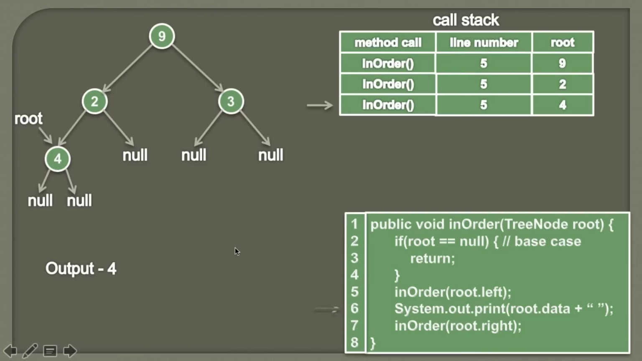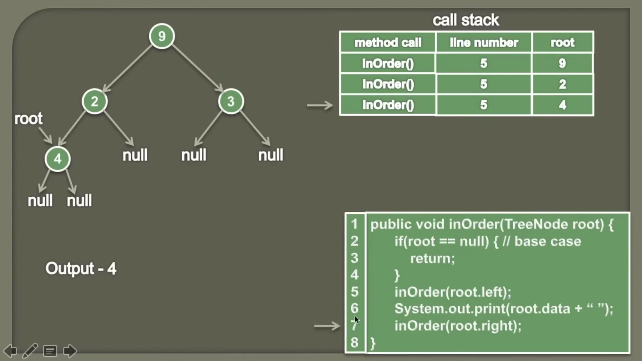Moving ahead. And we also saw in the slide that after we process the node, we then go to its right subtree. So in order to go to its right subtree, we again call the inOrder method and this time we pass root's right. So currently root is pointing to the node 4 and its right is pointing to null. Therefore we'll again call the in-order method and we'll pass a null value to it.